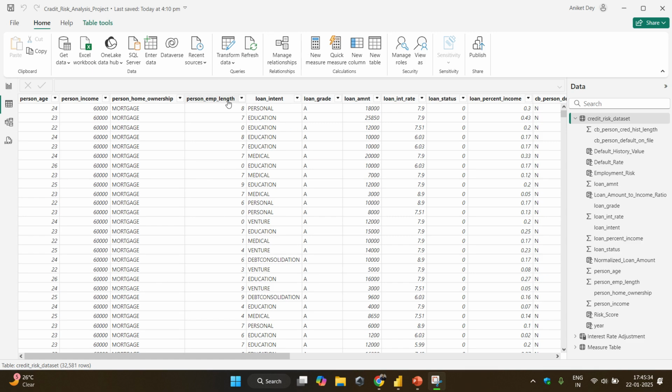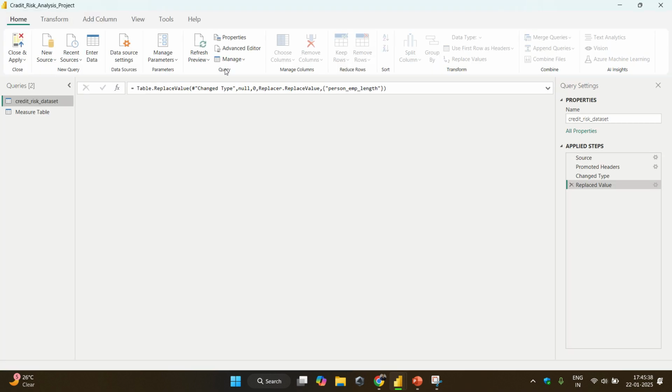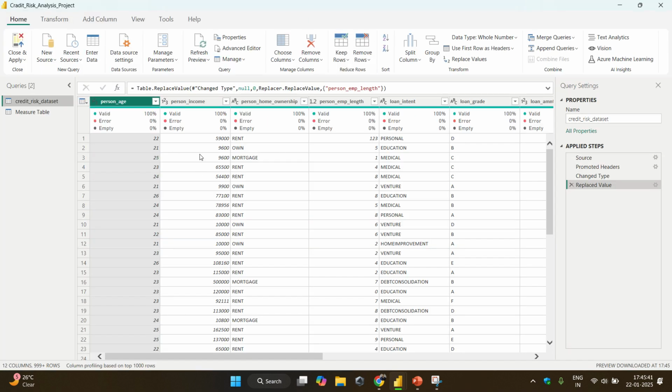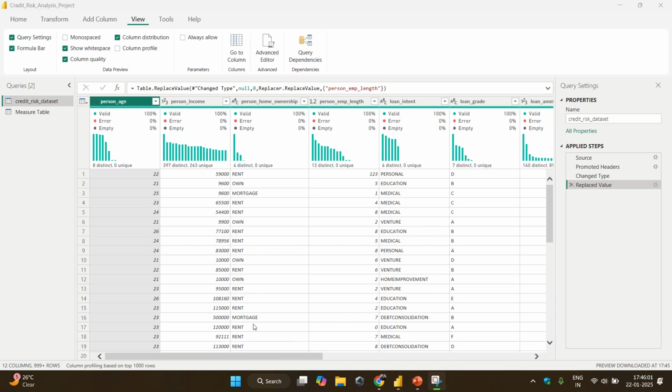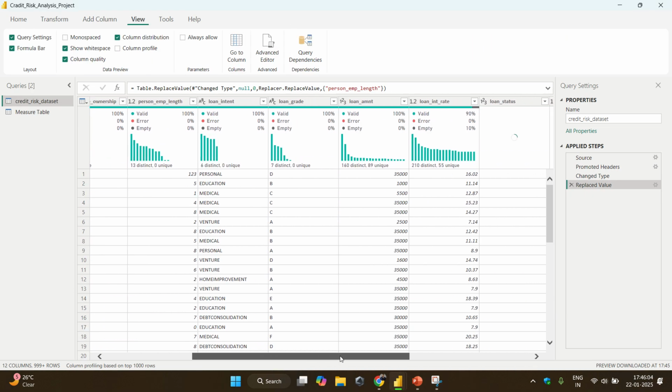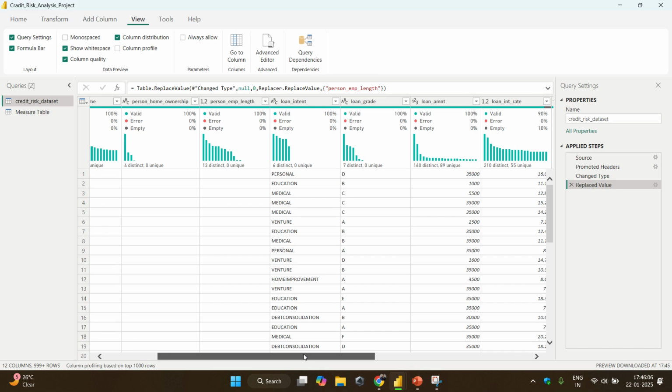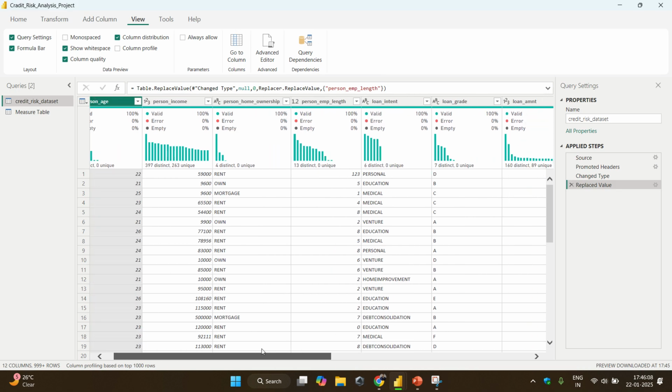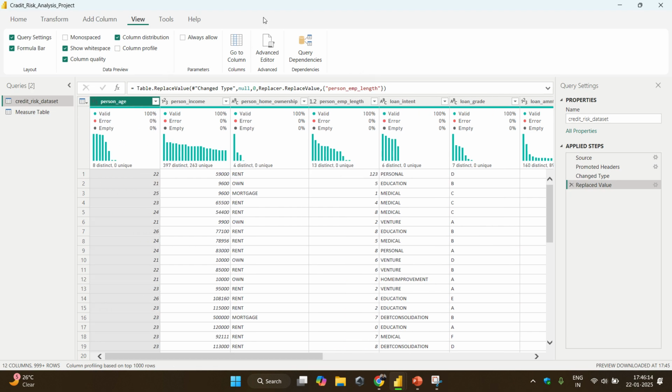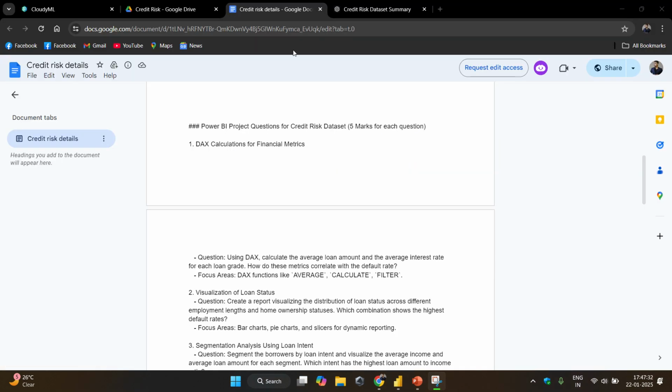And to build this project I went to transform data to use Power Query, and from here I ensured that each and every column doesn't have any duplicate or null values. Sorry, I ensured only that the columns shouldn't have any null values. Now I have several questions to build this project.